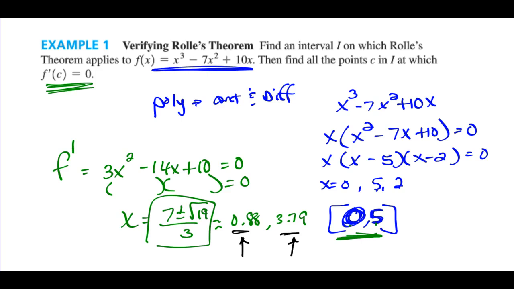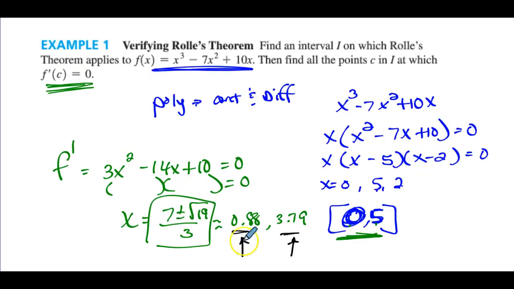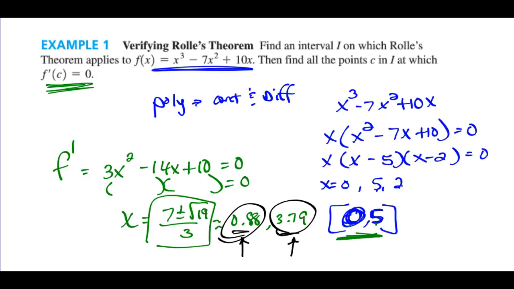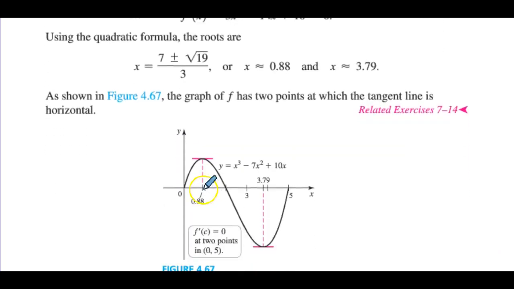So Rolle's theorem again states that there's at least one point in this interval. We're going to call that point c. Well, we found 2 points, 0.88 and 3.79. So Rolle's theorem says there's at least one point such that there's a max or a min. Remember, to find maxes or mins, we just take the derivative and set it equal to 0. So looking at the graph of this, you can see at 0.88 the slope equals 0, and then at 3.79 the slope of this function also equals 0.